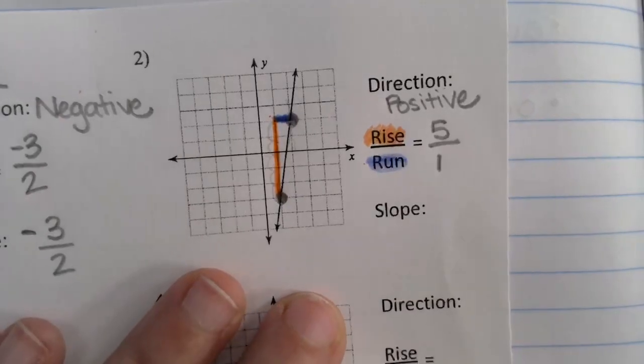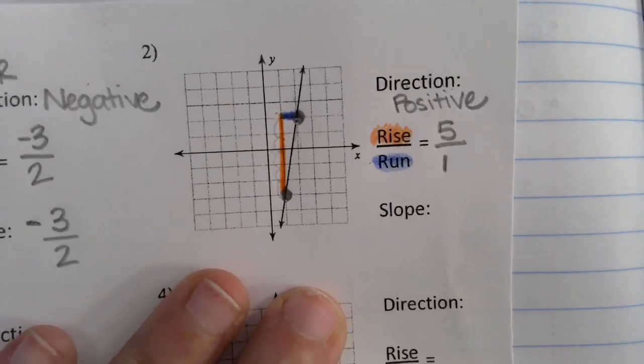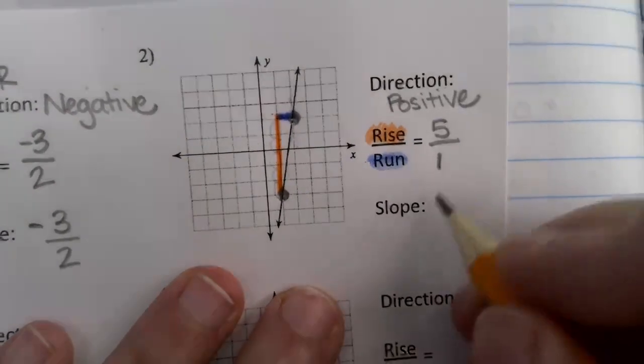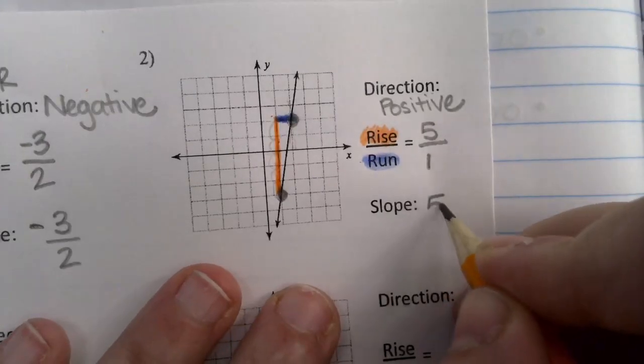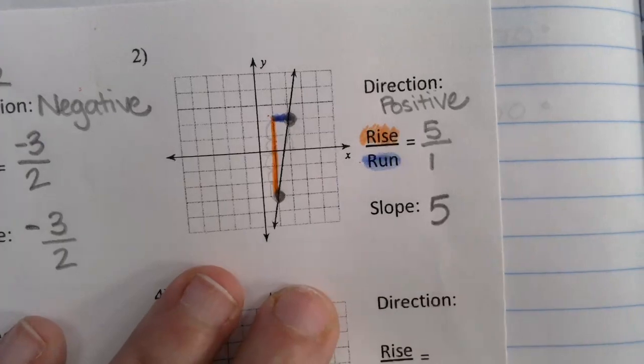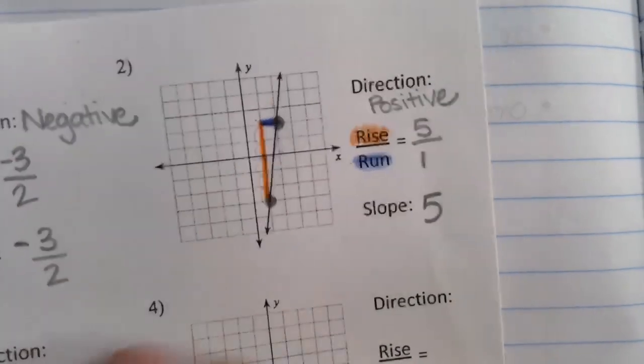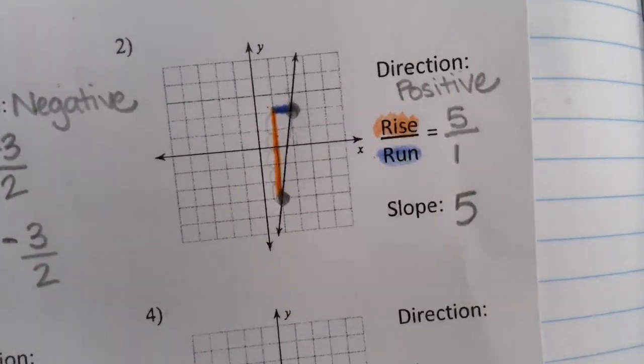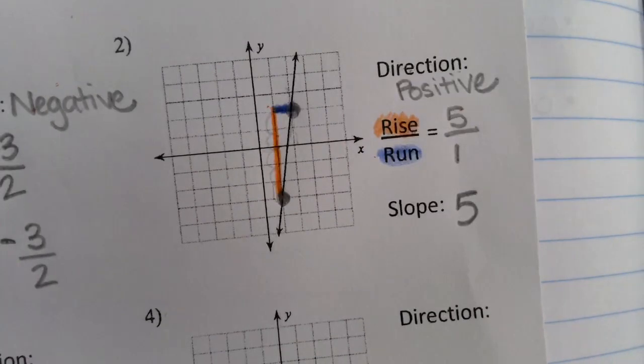All right, can I simplify 5 over 1? Yeah, what's 5 divided by 1? 5. 5 divided by 1 is just 5. You don't really need that 1. Nope. All right, here we go with number 3.